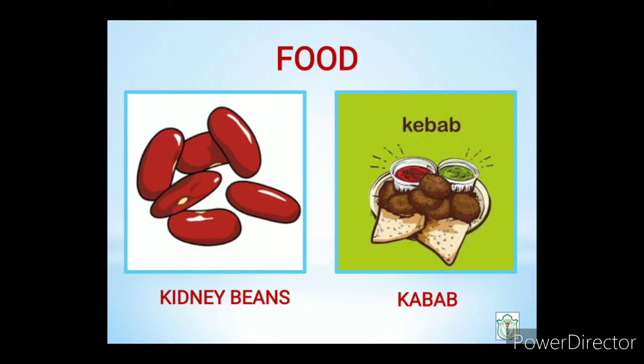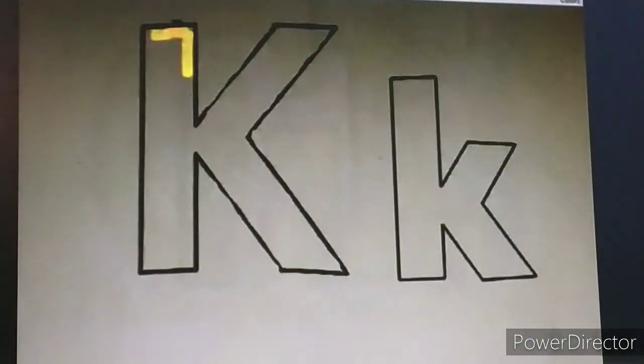Now children, let's see some food that is starting with alphabet K. This is kidney beans. We call it rajma. And one more is kebab. K says kaka kebab. So let's do color in spiral book in alphabet K block.